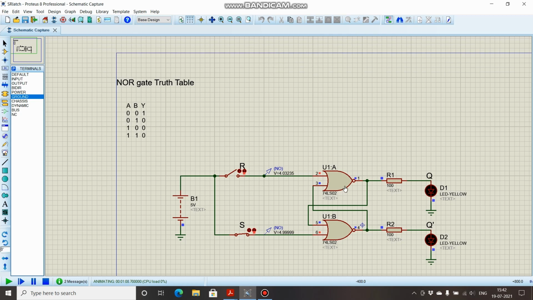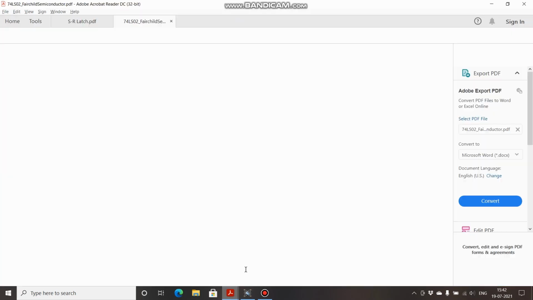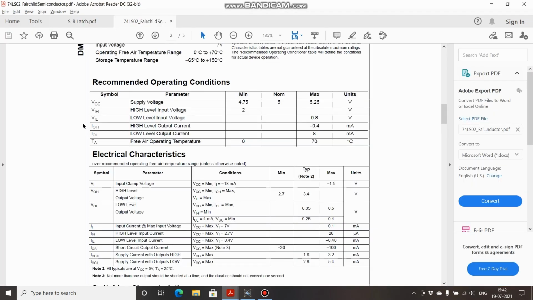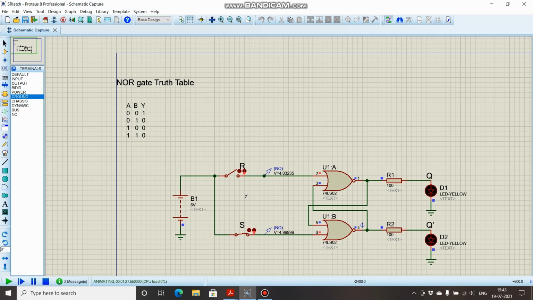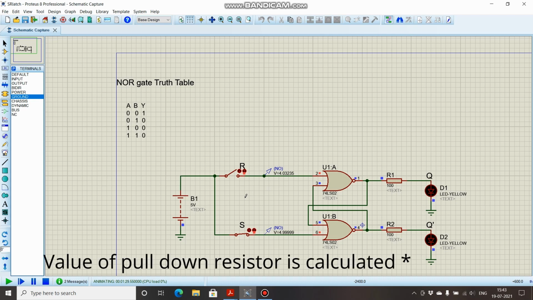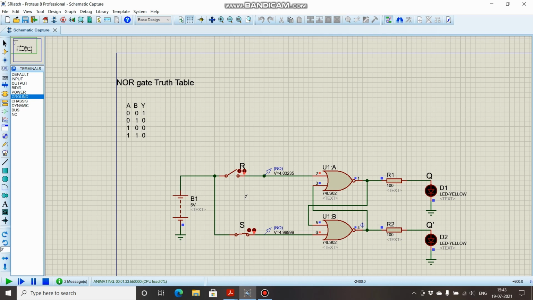We will see the datasheet for this 74LS02. Over here, you can see that low level input voltage is 0.8 volts, and over here you can see low level input current is 0.40 milliamps, which is almost 400 microamps. So the value of this pull down resistor is given by this formula, that is the low level input voltage divided by low level input current. So 0.8 divided by 400 microamps gives you 2000 ohms, which means we will have to connect a resistor of 2k over here.